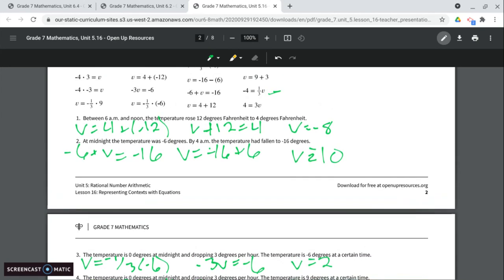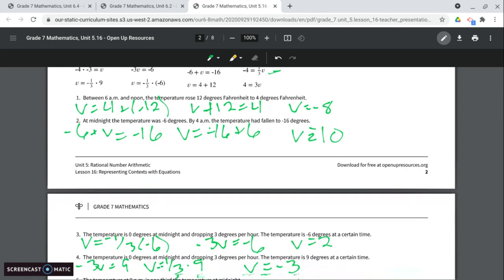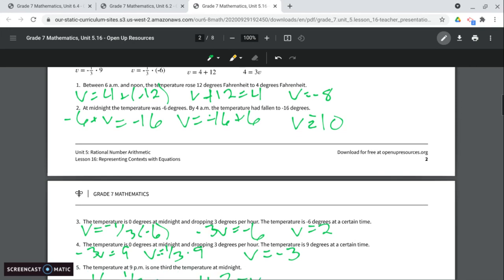All right, for number 4, the temperature is 0 degrees at midnight and dropping 3 degrees per hour. The temperature is 9 degrees at a certain time. So once again, we're dropping, but this time we have a different number. We have the 3. So same idea for the equation. Negative 3v equals 9, and v equals negative 1/3 times 9. So we multiply negative 1/3 and 9, we get negative 3. So that means it's dropping at a rate of 3 degrees per hour. So it's telling us what time it would be, so how many hours it would be to get to that.